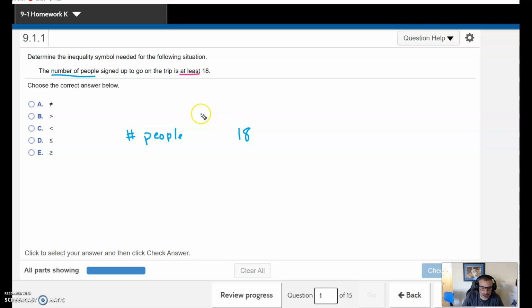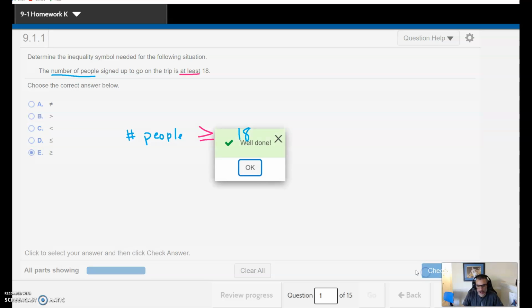It could, and that's important because now we know that we could use the one with the little line under it, right? Because it could be 18. Could it be 19? Yep. 20? Yeah, sure. Could it be 500? Sure. We have enough buses. So we are looking for this number to be greater than or equal to this number, right? It can be 18, but it could also be 19 or 20 or 21. So the number of people is at least 18. So I click on my choice. Got it.